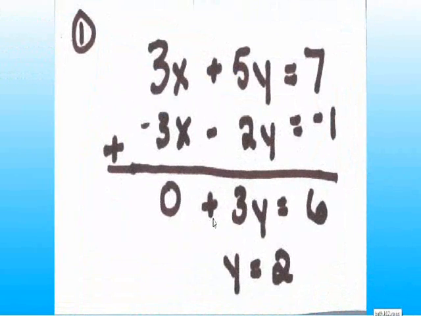When you add these two equations, the x variables will be canceled out because 3 and negative 3 equals 0. But when you add 5 and negative 2, you're left with 3y, and when you add 7 and negative 1, you're left with 6. So 3y equals 6, and when you solve for y, you're left with y equals 2.